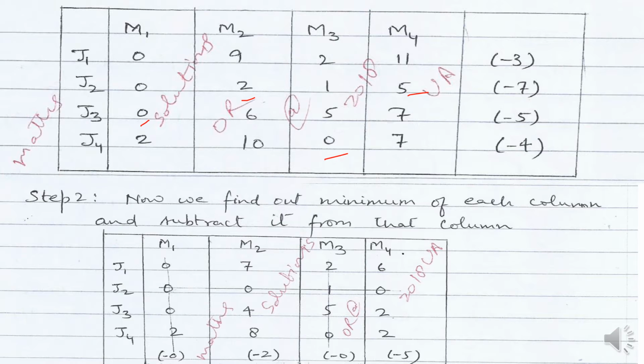So here we have written the new table, and we can see these are the elements after subtracting 0, 2, 0 and 5. The minus sign shows that we are subtracting. Once we see this new table, we try to assign the jobs to the machines, and if we get a feasible solution we will stop here, otherwise we have to do some further calculation.